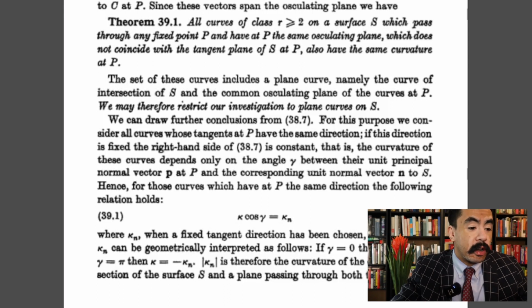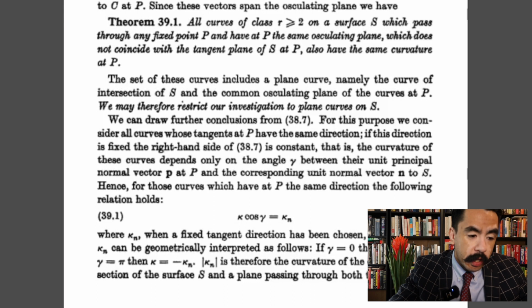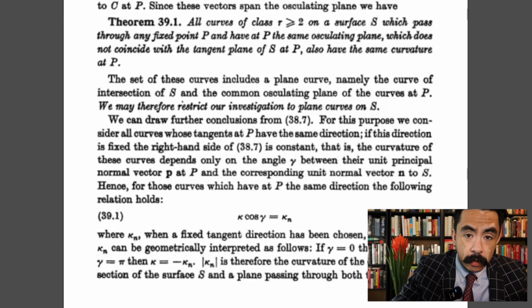The set of these curves includes a plane curve, namely the curve of intersection of capital S and the common osculating plane of the curves at capital P. We may therefore restrict our investigation to plane curves on capital S. We can draw further conclusions from the relation for kappa times cosine of gamma.